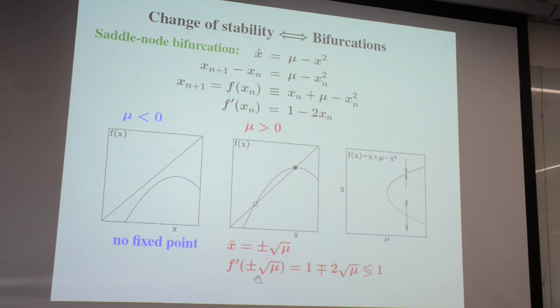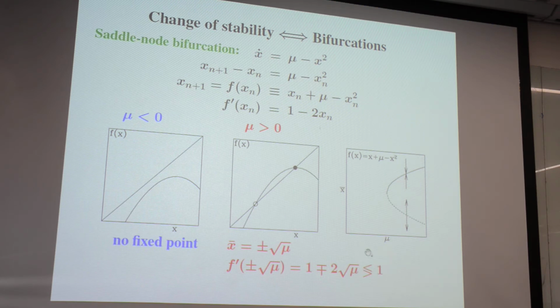And if you take the derivative of that, you get 1 minus 2 square root of mu. And remember, square root of mu is positive for these fixed points to exist. And 1 minus 2 square root of mu is negative. And so that is stable. At plus square root of mu, it is 1 minus square root of mu. So that's less than 1, right?